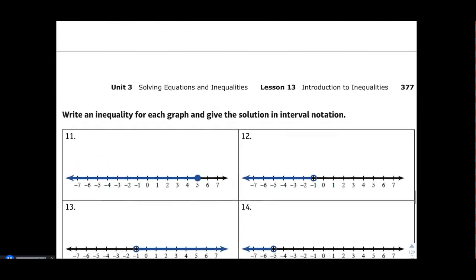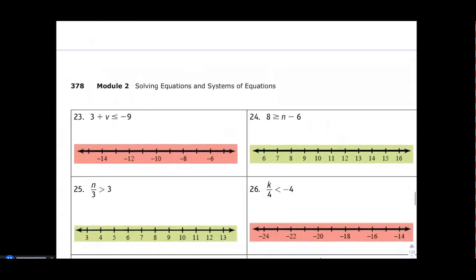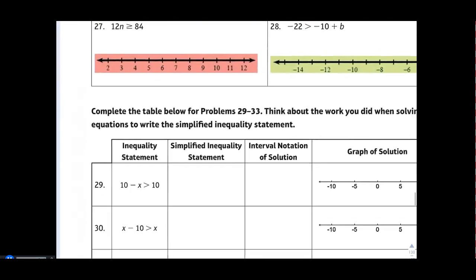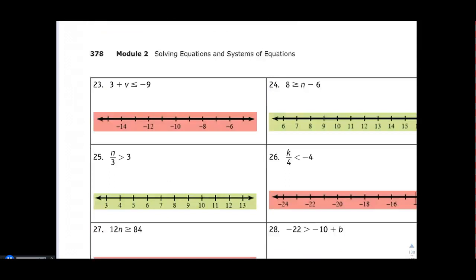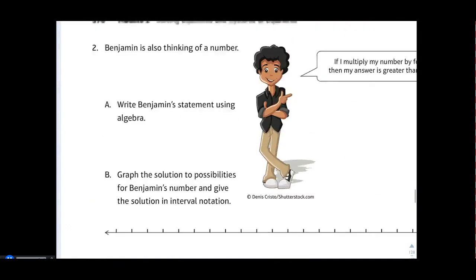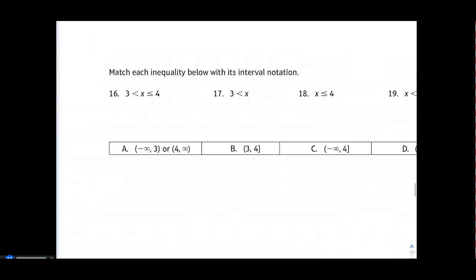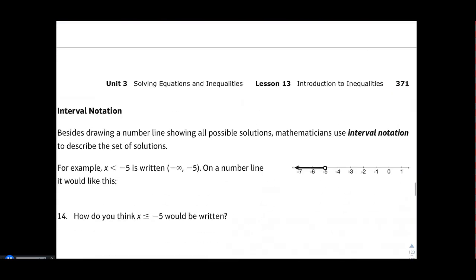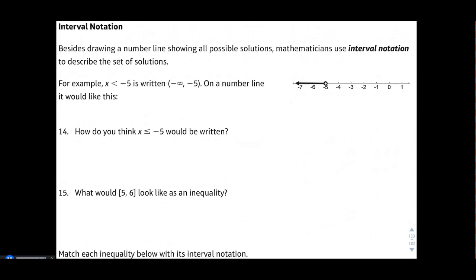Tonight's homework is going to be page 377, where we continue to go through, and page 378, where we continue to go through. But you have a lot of time in class today to work on it. So we're going to talk about one last thing before we do that, which is on page 371. Page 371 is introducing interval notation.